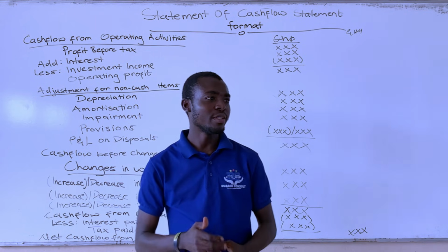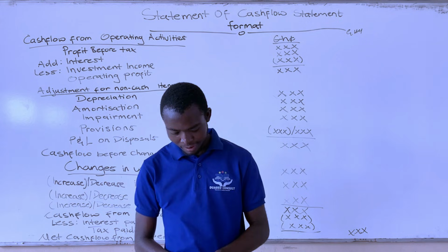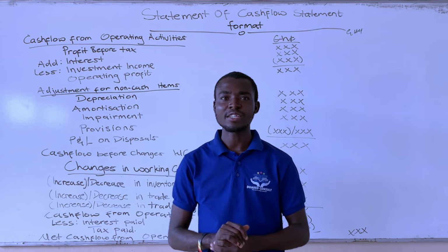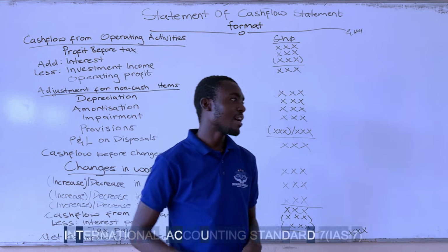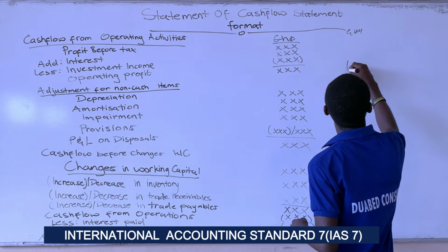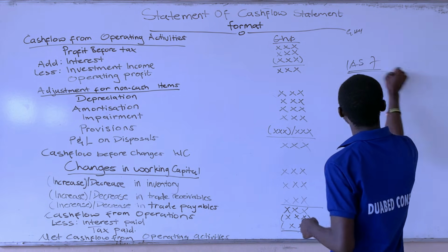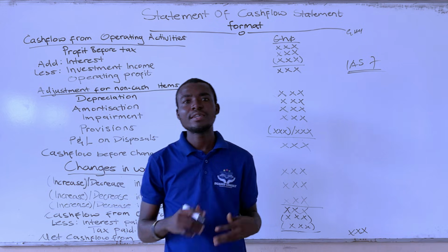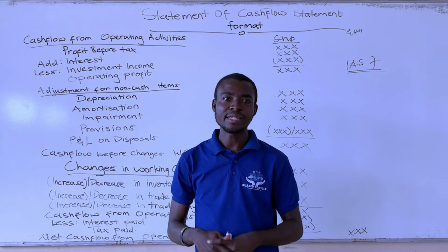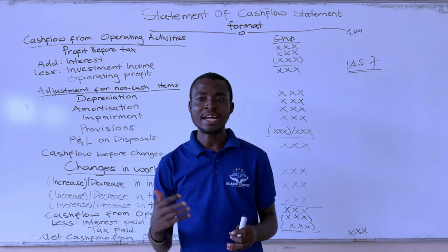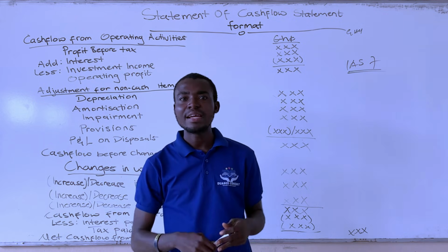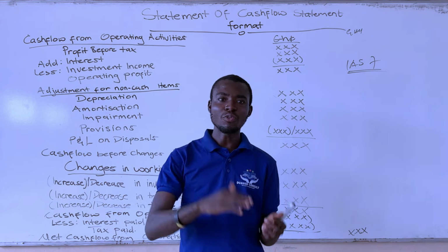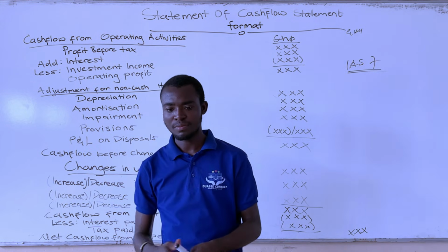So today we are coming to learn cash flow statement. The accounting standard that governs the preparation of the cash flow statement is International Accounting Standard 7, that's IAS 7. Okay. So cash flow statement is basically about how organizations account for the cash that they receive during the accounting year and the payments that they made during the accounting year. That's cash inflows and then cash outflows.